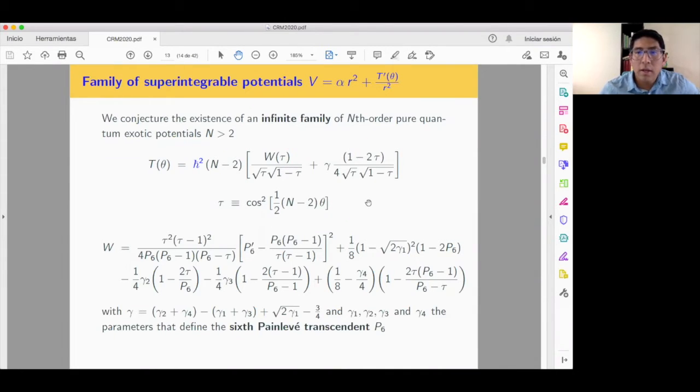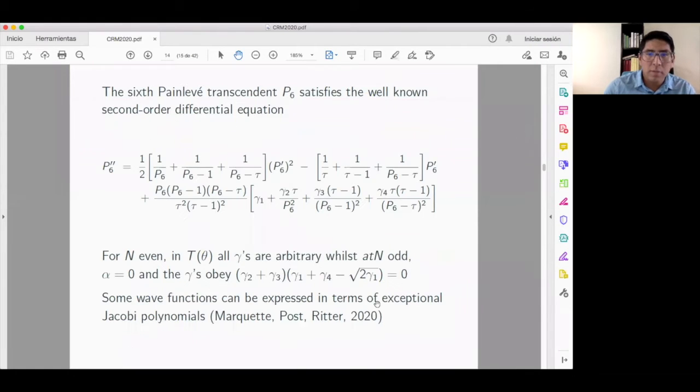And the non-trivial dynamics is given by this function W of tau. Tau is the relevant variable, so it's cosine squared of this. So the order of the integral appears in both places, as a prefactor, but also in the argument of the angular part. And the function capital W is presented here. It's given in terms of the most general sixth Painlevé transcendent. This sixth Painlevé transcendent satisfies the well-known second order differential equation.